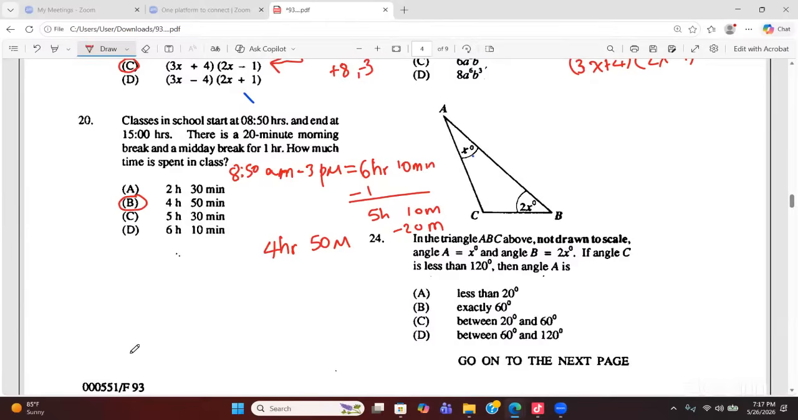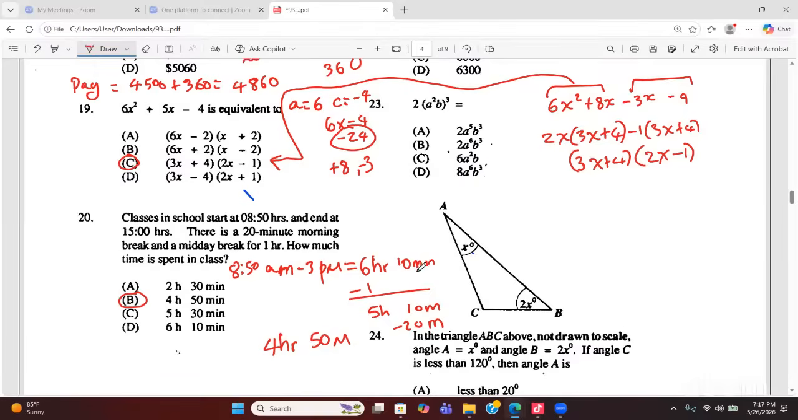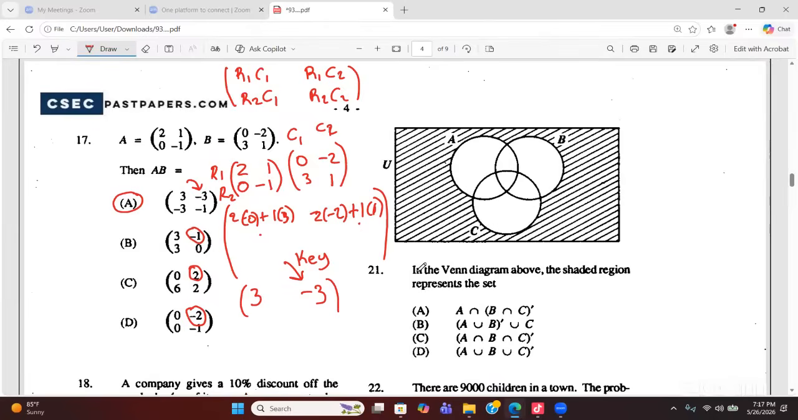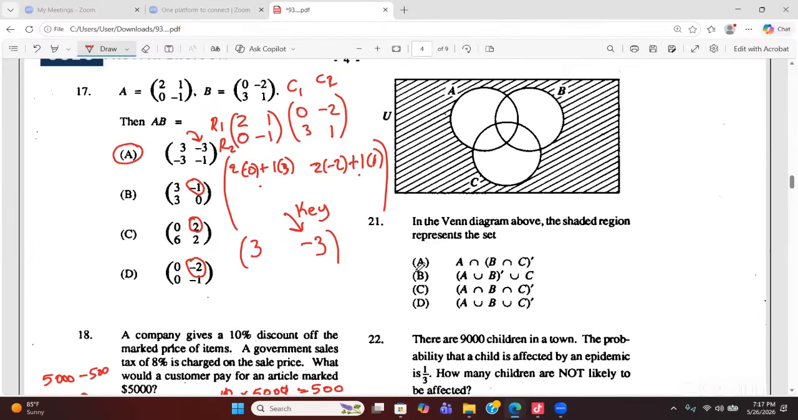All right. Let's keep it going here. Let's go up. Now, when you look at this here, it says 20.